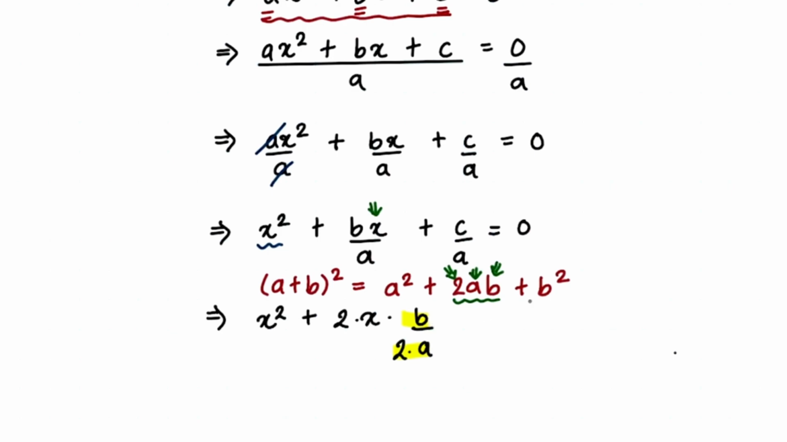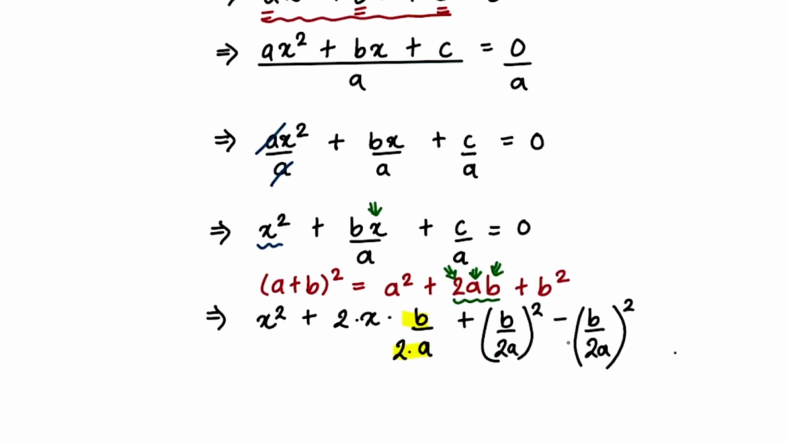Now to complete our formula, I still need plus b square, right? So let's put our plus b square. This highlighted region is our b, so we need b by 2a whole square. And I can't just put b by 2a whole square out of nowhere, so I'm also going to put minus b by 2a whole square.